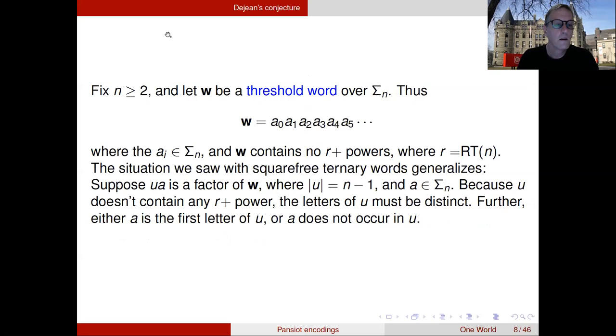So fix n greater than or equal to 2, and let W be a threshold word over the alphabet sigma n. So what I mean by that, so here's W, the a_i are letters. W contains no R plus powers, where R is the repetitive threshold. So the situation that we saw with square-free words generalizes. Suppose uA is a factor of W, where the length of u is n minus 1, and A is a letter. Because u doesn't contain any R plus power, the letters of u have to be distinct. And further, either A is the first letter of u, or it doesn't occur in u at all. I'm not sure how many of you have read up on Dejean's conjecture. I'll talk a little bit more about this later.